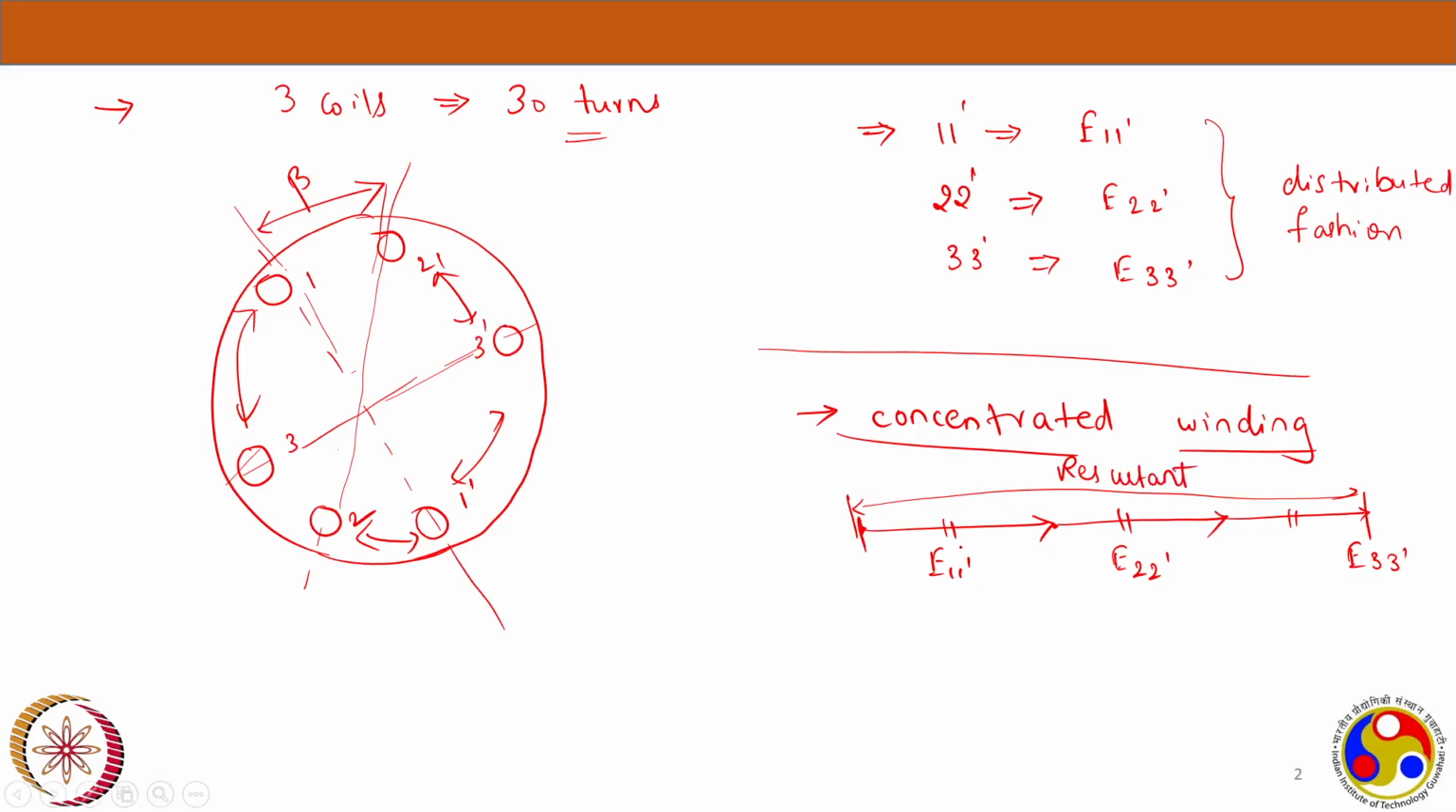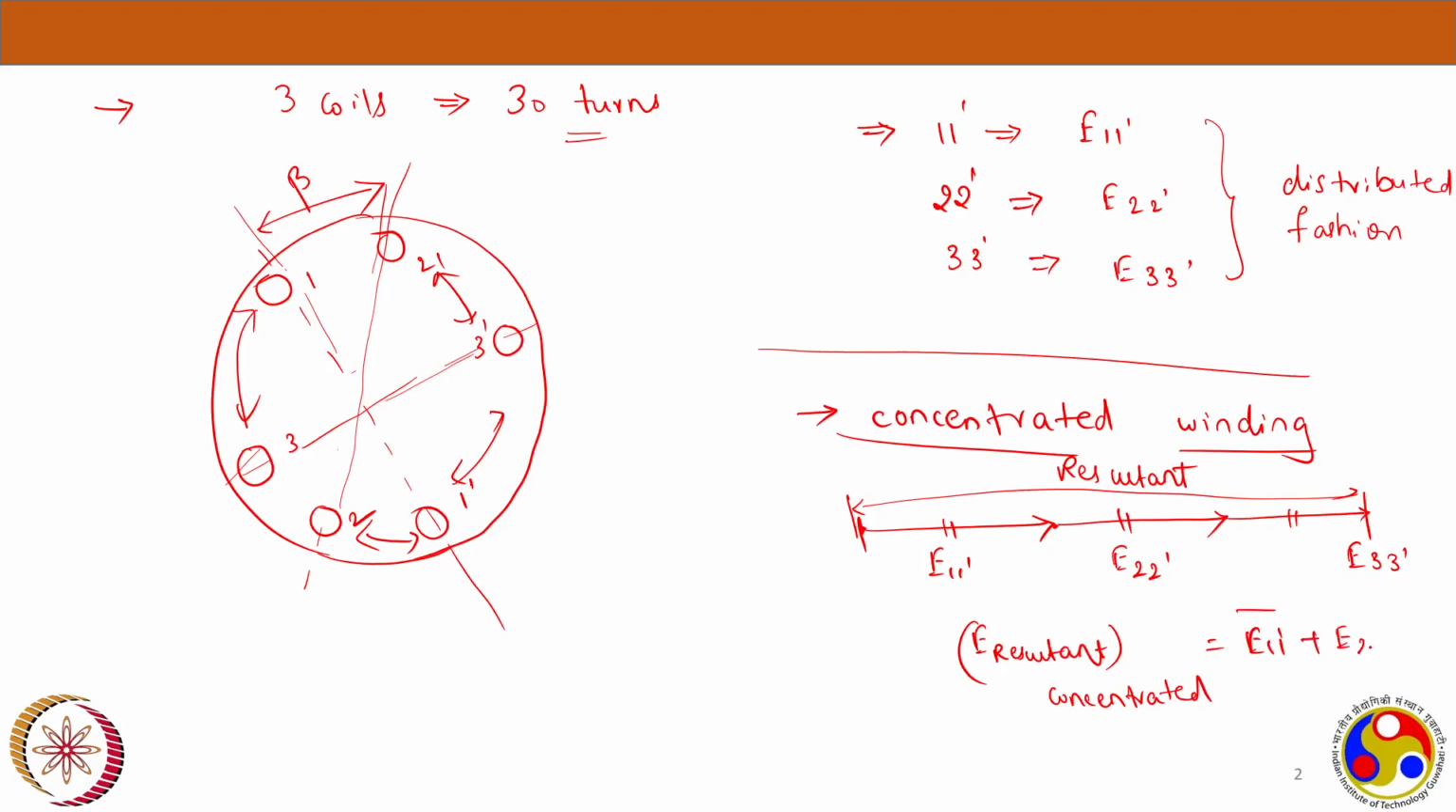Since it's a cophasor, calculation of the resultant will be pretty easy. It's just an algebraic sum of these three. Now, E resultant in concentrated winding is an algebraic sum because all are in the same phase.